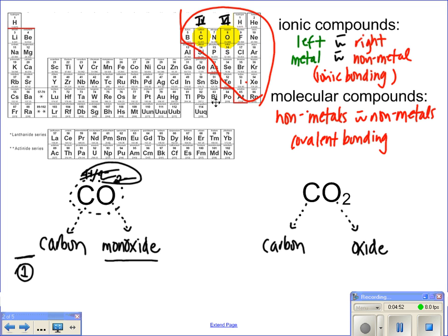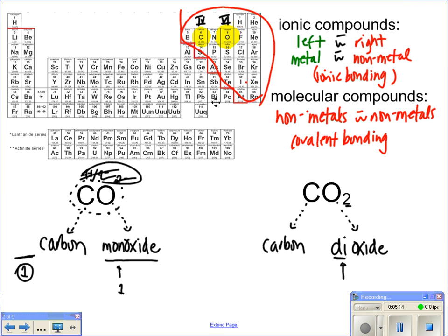So over here, we had used the prefix mono to indicate that there was one oxygen. I wonder what prefix we could use over here. Well, you guys are familiar with, I'm sure, that this molecule is in fact called carbon dioxide. And so the prefix di here is used to indicate that there are two oxygens in that particular compound.